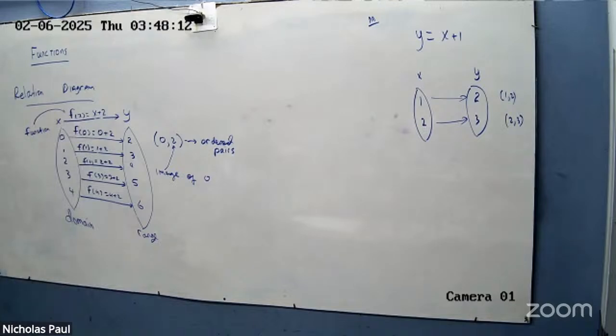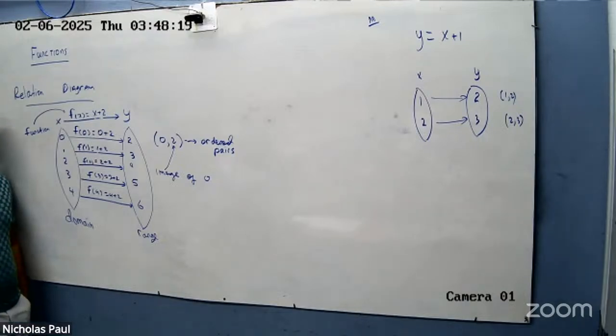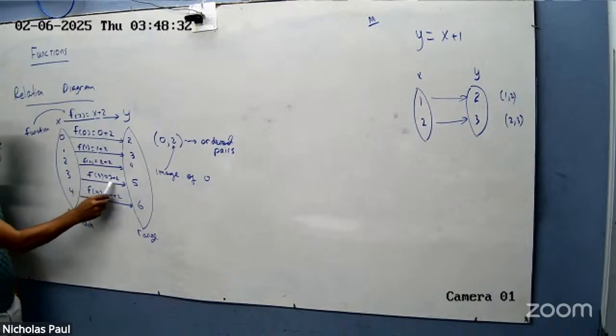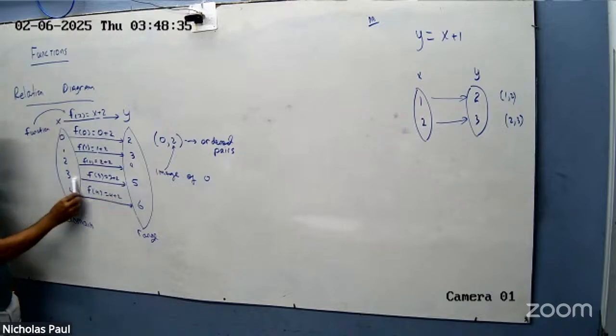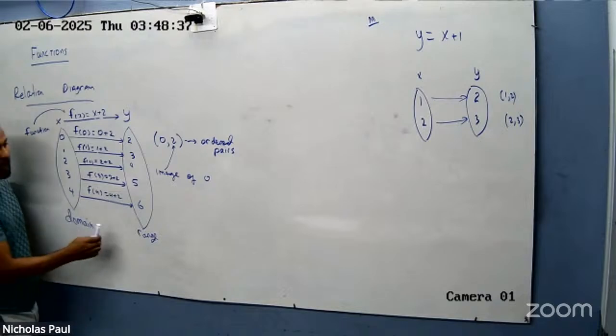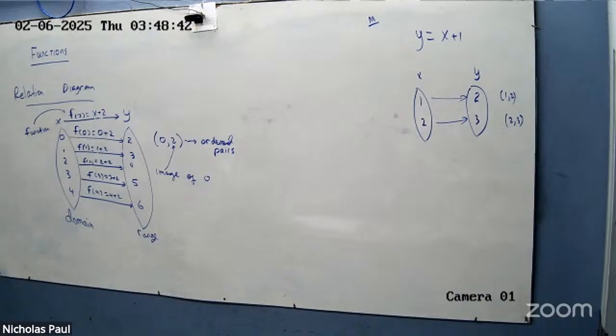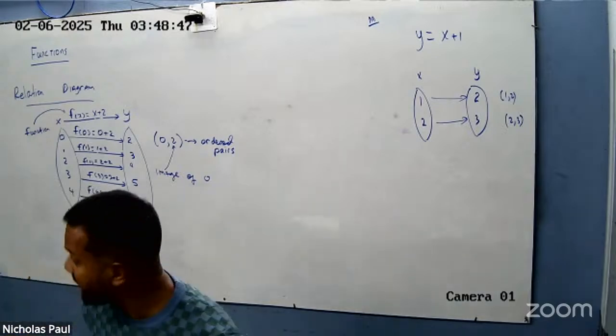Mackenzie, what was the ordered pair for 3? 3 is mapped to what? 3 is mapped to 5. So your ordered pair will be what? 3, 5. Okay. Nice. Copy them down. Copy it down and let's give you some formal definitions.